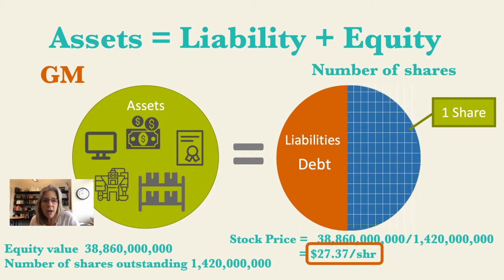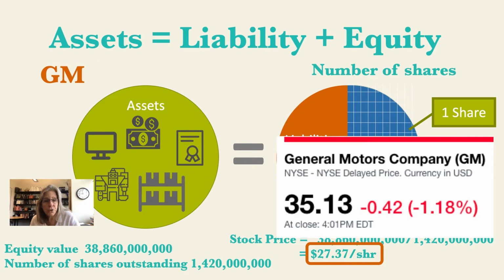So let's see how that number compares to what the stock market is representing for GM. General Motors is trading, as of a couple days ago, at $35.13 a share. It's a little bit off the $27.37. But if you remember about accounting, this makes a lot of sense, because this is very old data. GM's a very old company, and we only record dollar values, and we only do it historically. So when it was recorded a very long time ago, we have that in there.